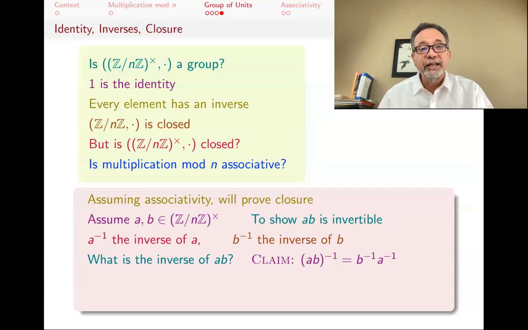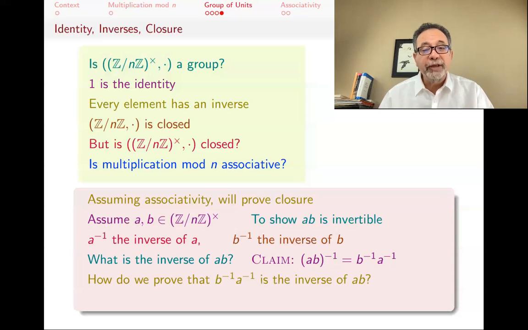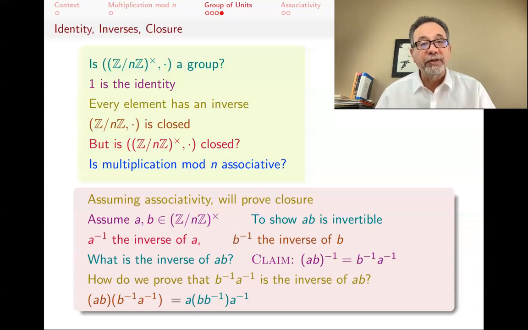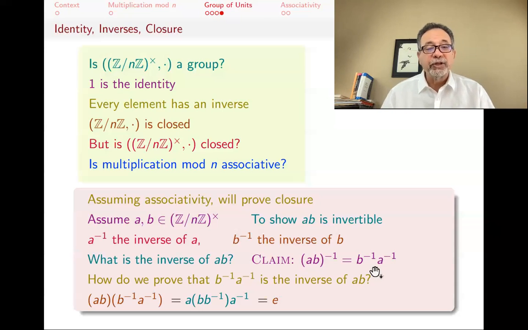Why is AB inverse B inverse A inverse? How do we prove that B inverse A inverse is the inverse of AB? You just multiply them, see if you get identity or not. AB times B inverse A inverse is the same as A times BB inverse times A inverse. I'm using the associativity of the product. BB inverse is identity, A times E is A, and then A times A inverse is identity, and I'm done. So AB times B inverse A inverse was identity. That means they were inverses of each other, and that's what my claim was. AB does have an inverse.